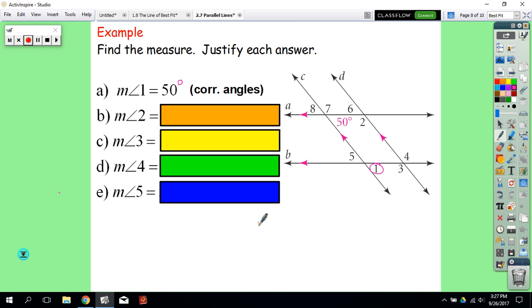So what I want you guys to do is just take another minute or so, pause the video if you need to, do 2, 3, 4, and 5. See if you can figure out what each one of those angles are equal to.